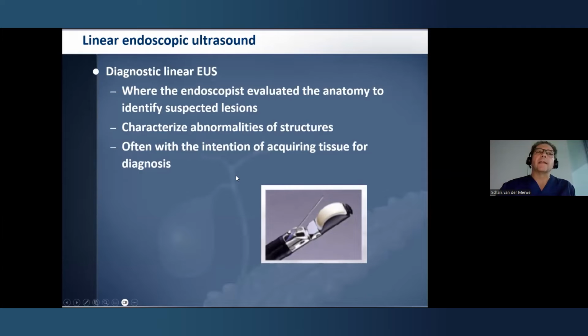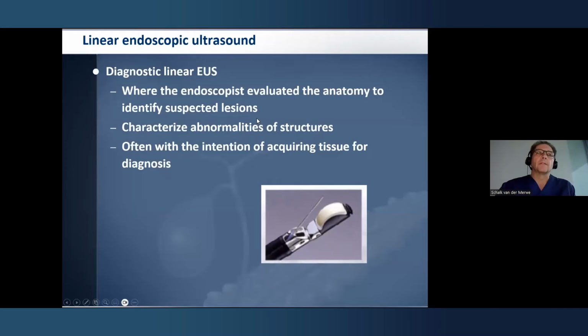So linear EUS may be used as a diagnostic tool. I think it has become more and more the diagnostic modality of choice, as it can commonly be combined with therapy if there is a need for acquiring tissue. So instead of using both radial and linear, many centers have now switched to linear EUS to perform both the diagnostic and the therapeutic investigation.